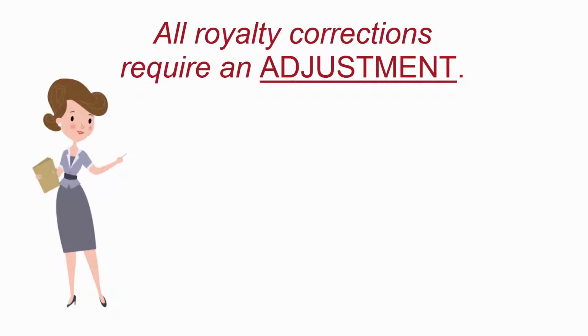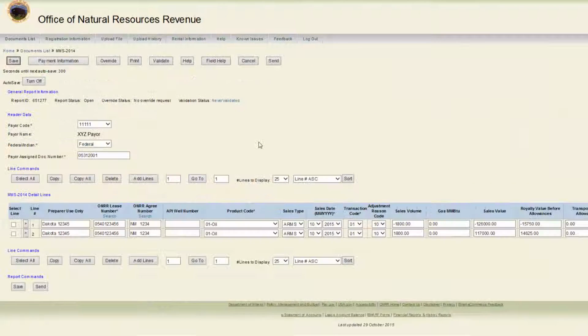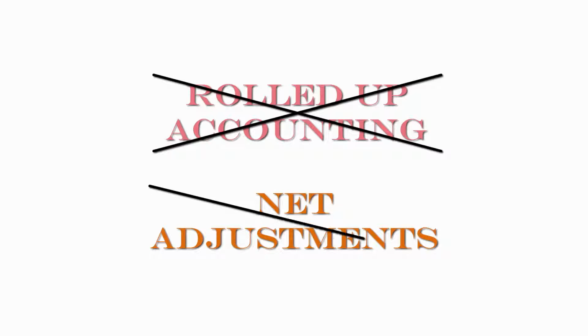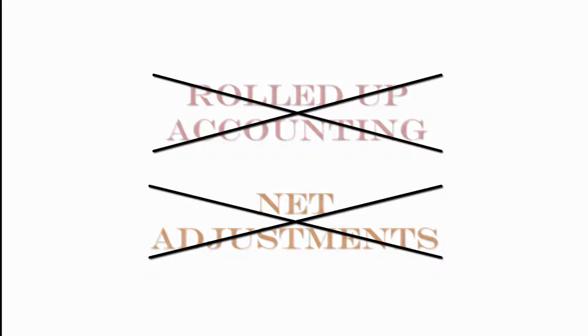All royalty corrections require an adjustment. An adjustment is a two-line 2014 correction entry that you must submit through e-commerce. The first line is called a reversal line, and the second is called a Rebook line. Be aware that rolled-up accounting and net adjustments are not acceptable methods of royalty correction.